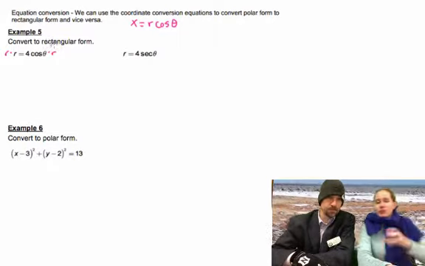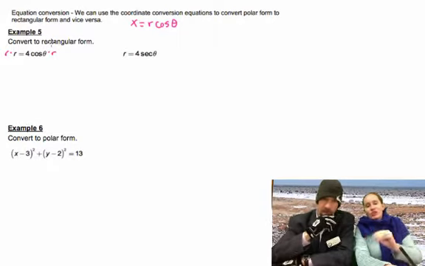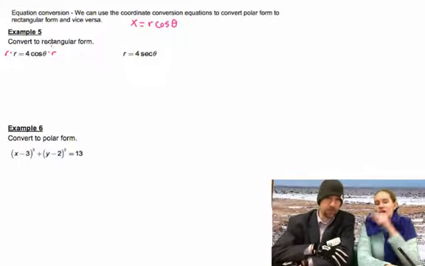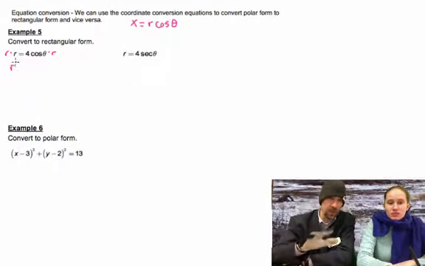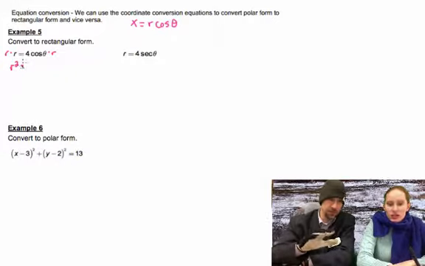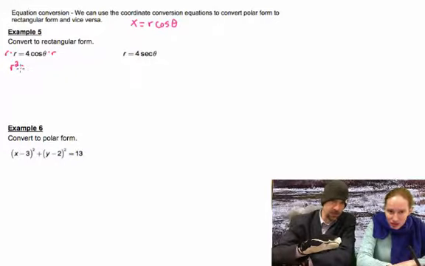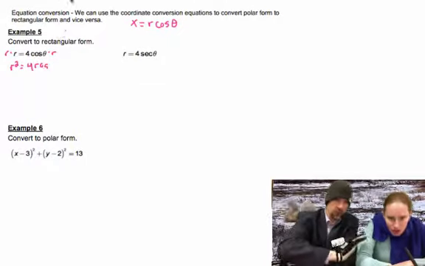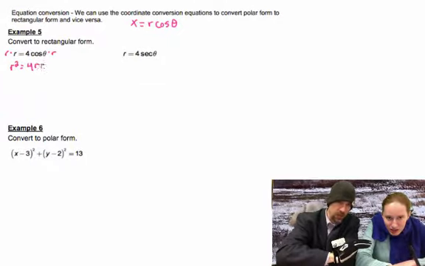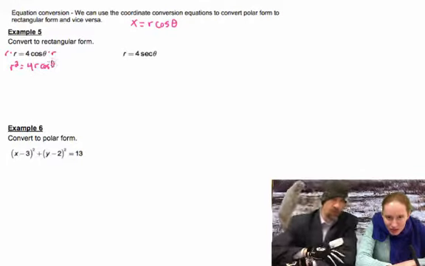Back up just a sec. Our goal is to get rid of the r and the theta and get x and y. I know this is really crazy, but hang in there with me. Don't panic. Just write r squared equals 4r cosine theta.